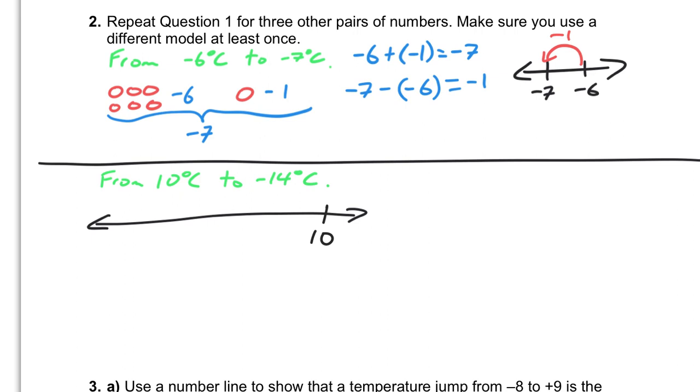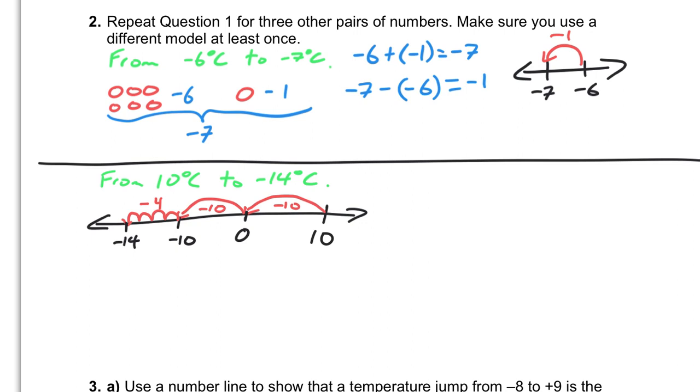So the first jump, I'm not going to go by ones, I'm going to go by tens, because it's fairly simple to go by tens. A jump of -10 gets us to 0, right? 10 minus 10, that gets us to 0. Another jump of -10 gets us to -10. And then all we need is another 4 jumps to get to -14, right? -11, -12, -13, -14. So that was a jump of -4. And that got us to -14. So there's our picture.